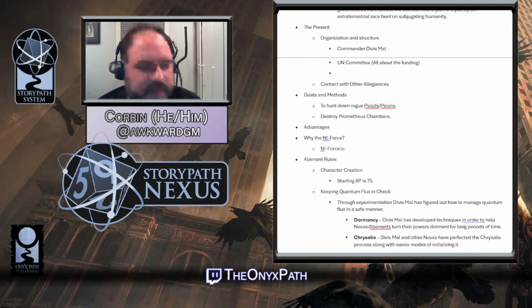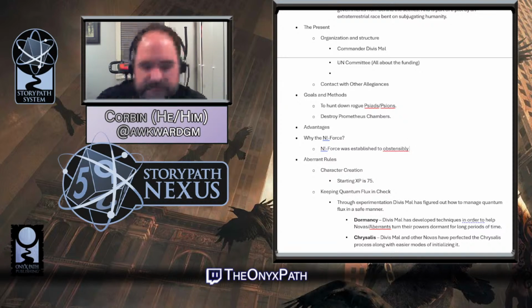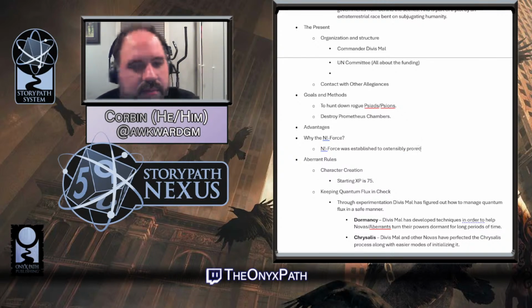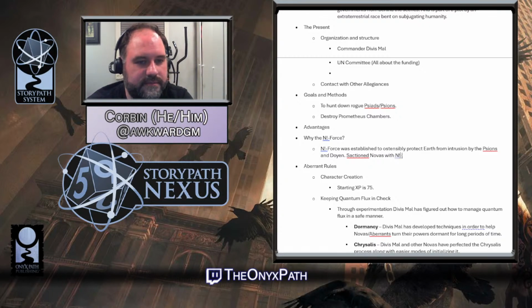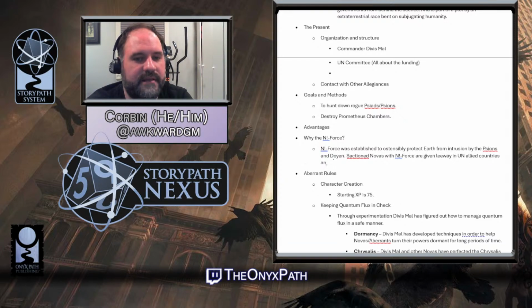Let's put some stuff in here. Enforce was established to, ostensibly, protect Earth from intrusion by the Scions and Doyen. And sanctioned novas with Enforce are given leeway in UN allied countries, moons, stations, and planets.